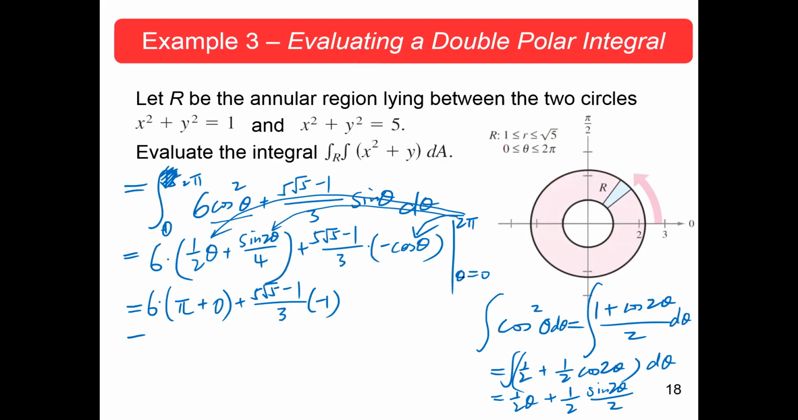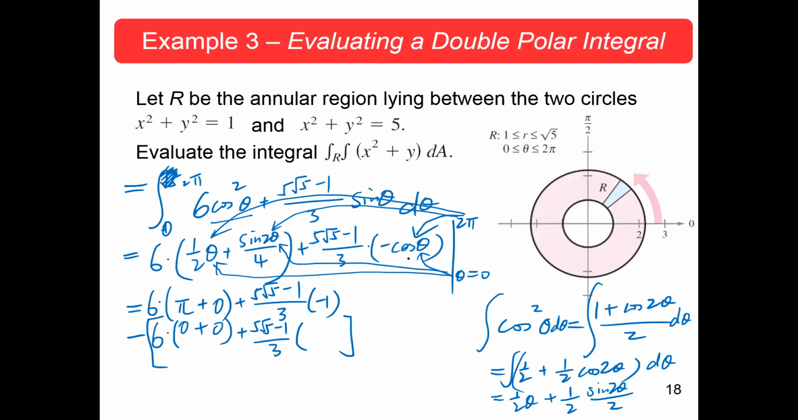And next, let's plug 0 in. If 0 goes in, you may see lots of zeros coming up, right? So we have 0 here, plus sine 0, again, that's going to be 0. And then this part would be plus 5 root of 5 minus 1 over 3. Once 0 gets in, you get another -1, right?